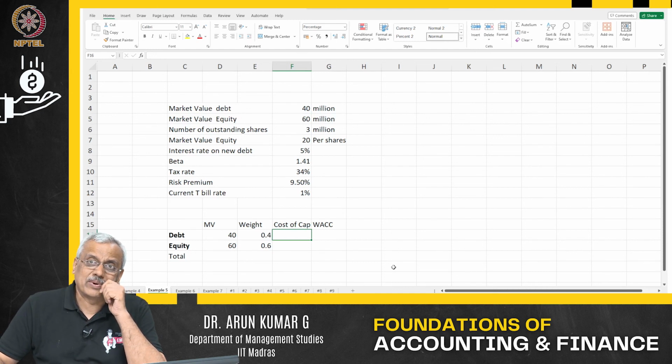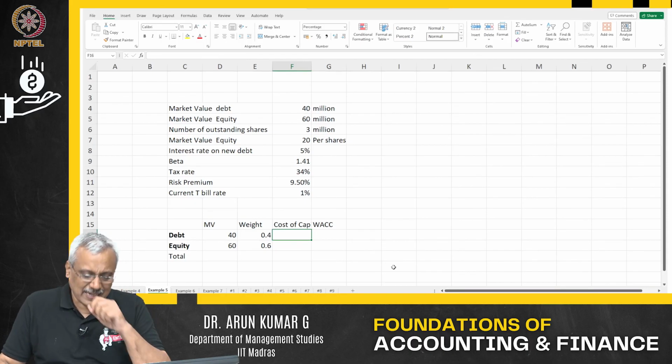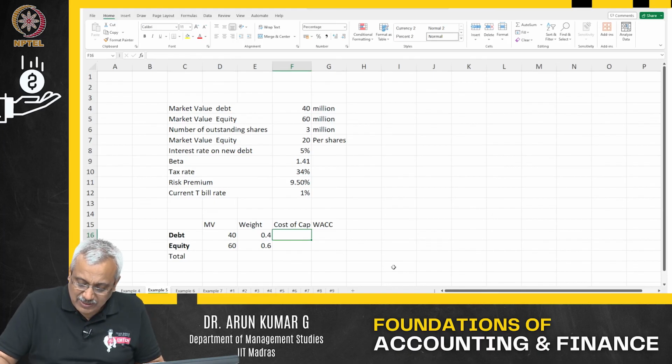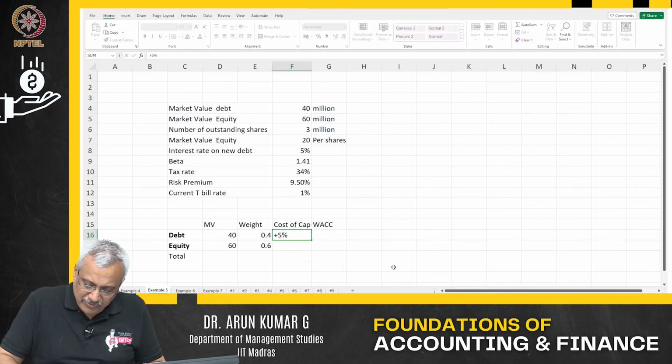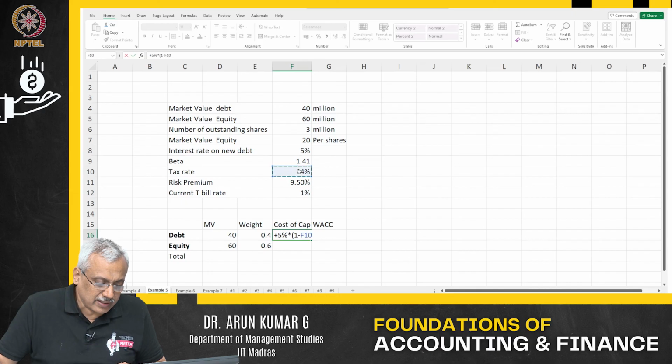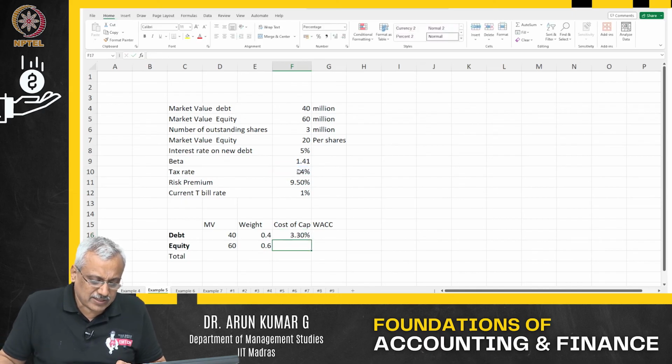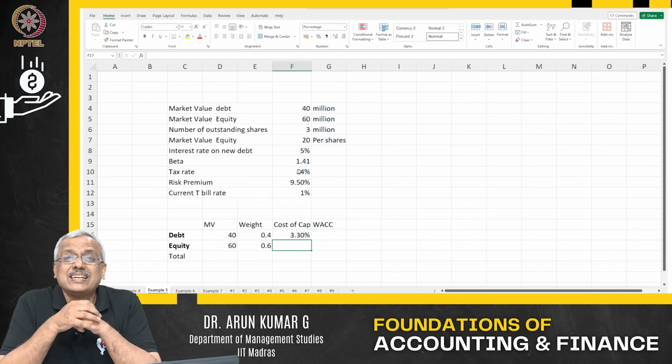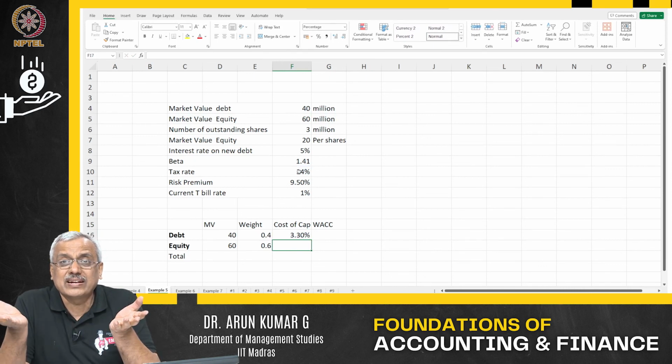When I say 5% in this particular case, that is the pre-tax cost of debt, because they have given tax at 34%. So, what is the post-tax cost of debt? That is 5% into 1 minus 34%, the taxes. The post-tax cost of debt in this case is only 3.3%, because you are saving on taxes.